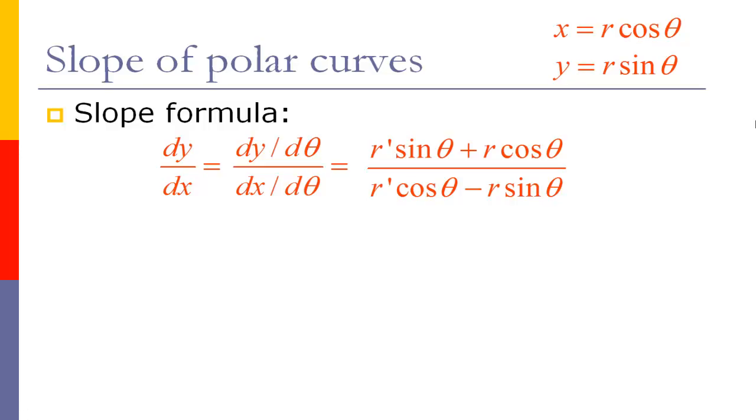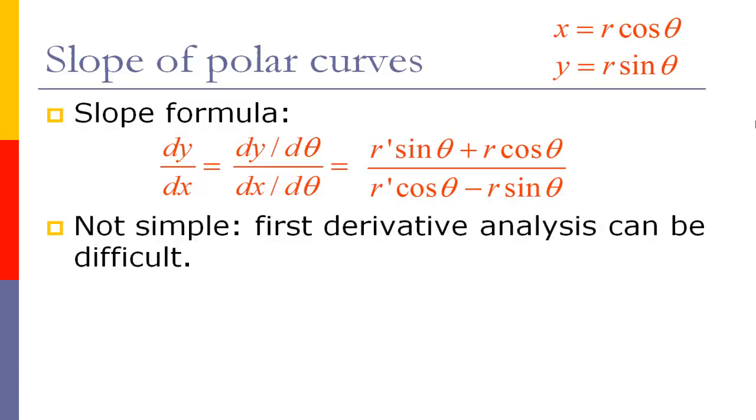So once again, in general, this is a bit of a problem. The first derivative analysis can become very complicated. Just setting the numerator and the denominator equal to 0 respectively by itself is going to give us a headache.